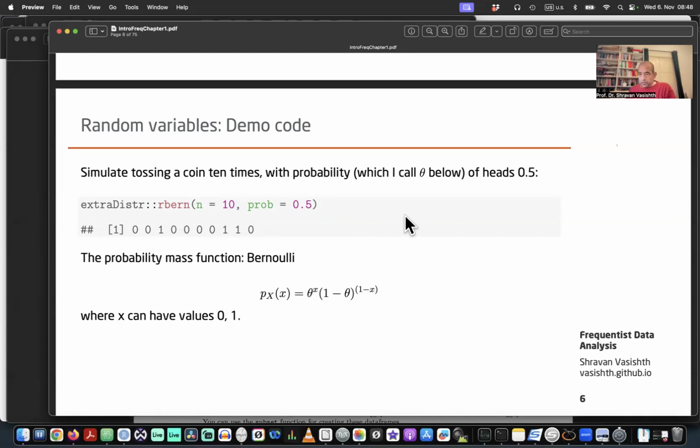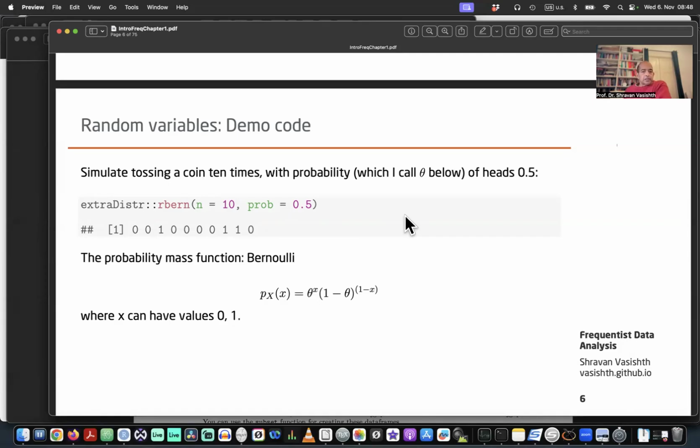Okay. So I could have taken this coin and actually tossed it 10 times. I'm not doing that because I'm lazy, right? So I'm going to actually do this on the computer. So I'm literally simulating an experiment on the computer here.